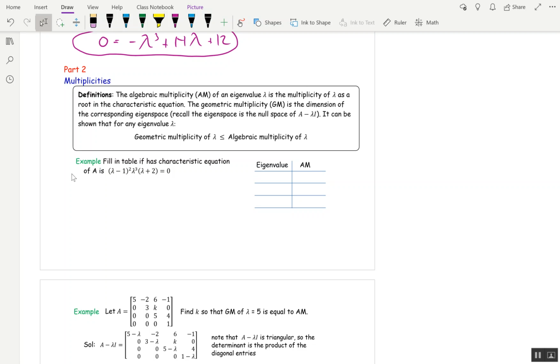This is section 5.2, part 2. We're going to talk about two things today, multiplicities and similarity. There are two definitions of multiplicity.